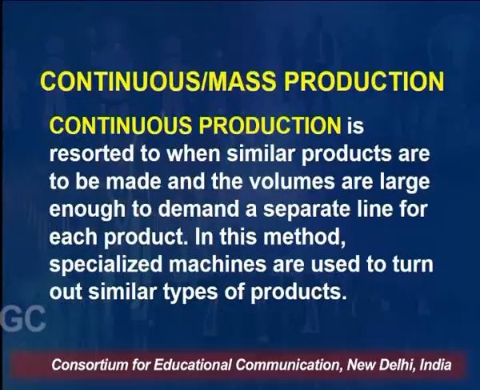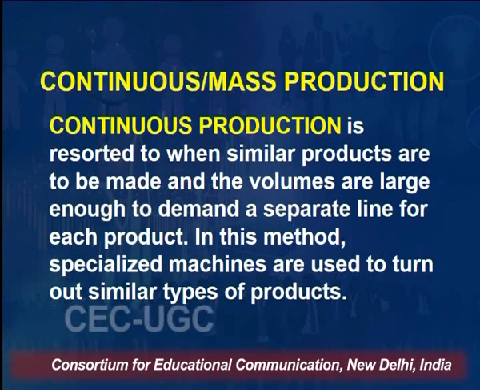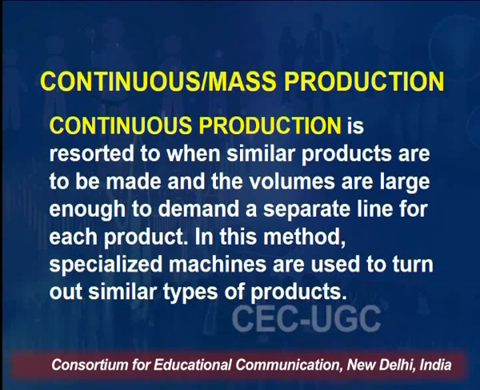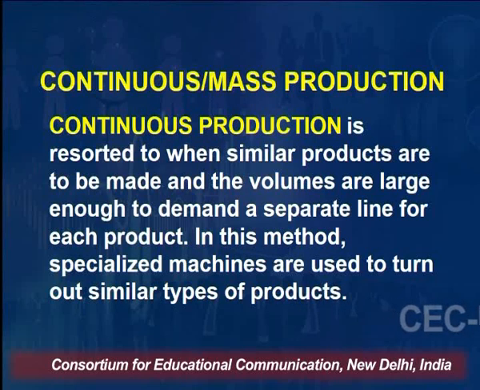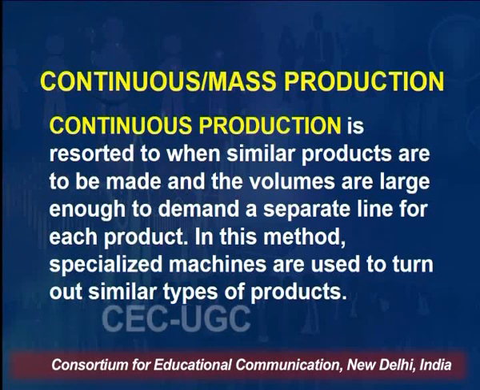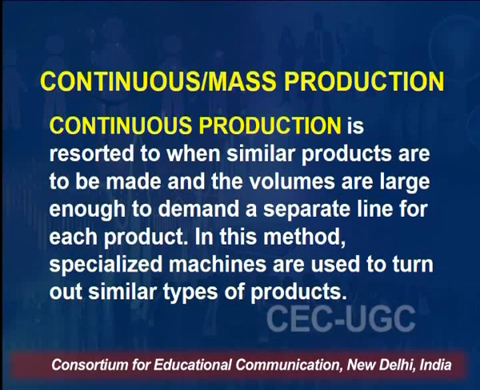So that is why we say the variety of products is very small, but the volume of products which you make is very, very high. So that is the characteristic of a continuous process industry. Continuous process industry is also known as mass production system. So continuous production is resorted to when similar products are to be made and the volumes are large enough to demand a separate line for each product. So in this method, specialized machines are used to turn out similar types of products.